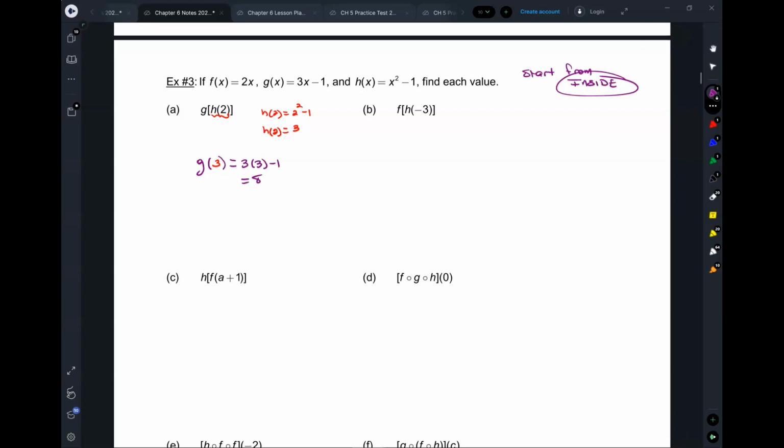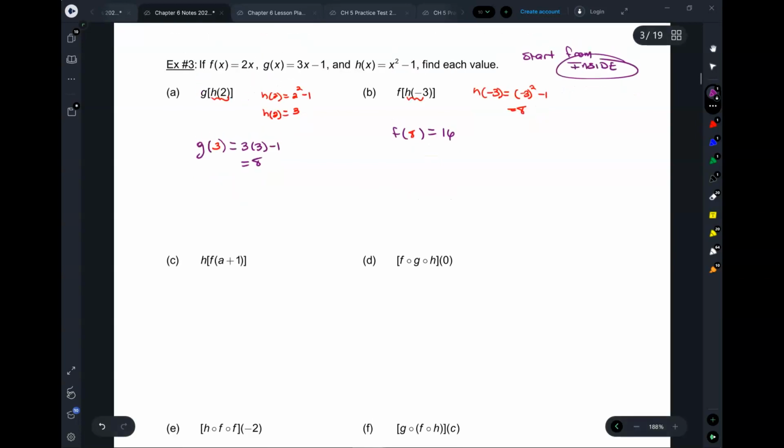Okay, let's do it again. f of g of h of 3. I start from the inside. h of negative 3 is negative 3 squared minus 1. That's 8. f of that number, 8, is, where is f? 2x, 16. All right?